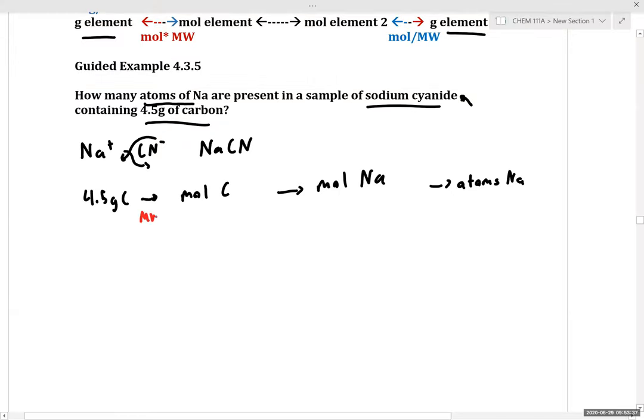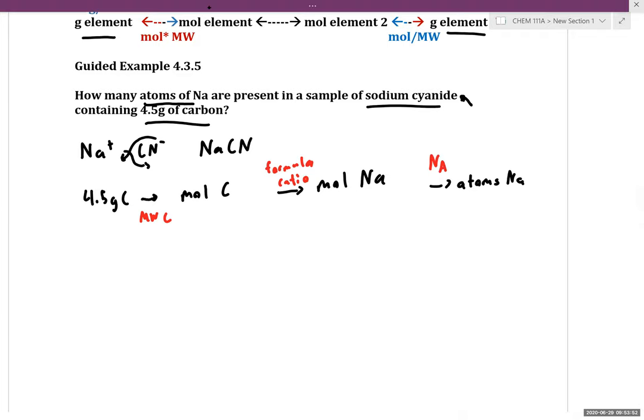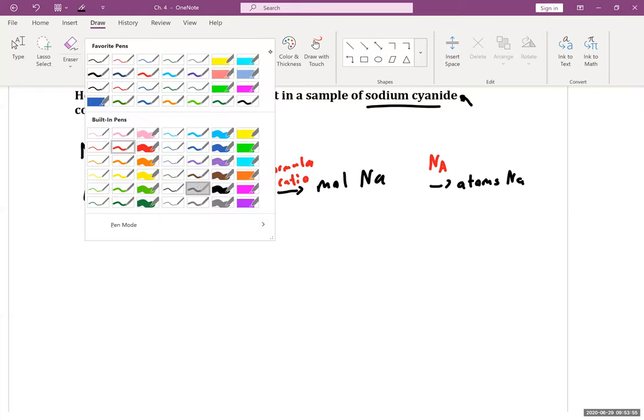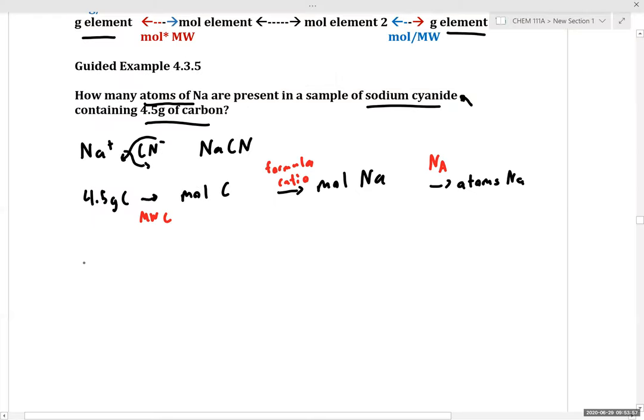So for the first conversion, we'll use the molar mass of carbon. For the second conversion, we'll use our formula ratio. And for the third conversion, we'll use Avogadro's number. Now that we have our problem-solving scheme established, let's execute on that. We have 4.5 grams of carbon, and we know that in one mole of carbon, we have approximately 12 grams. That's our molar mass.